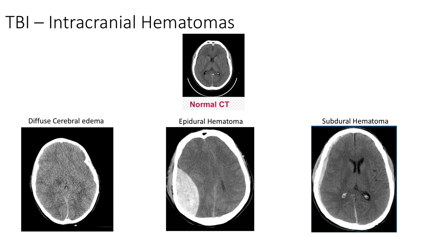Intracranial traumatic brain injury, intracranial hematomas. When would a patient come to the operating room with an intracranial hematoma? We have a normal CT here, and then we look over here, that's diffuse brain edema. I don't really see a hematoma, but that's brain edema, diffuse, all areas, no ventricles, all gone.